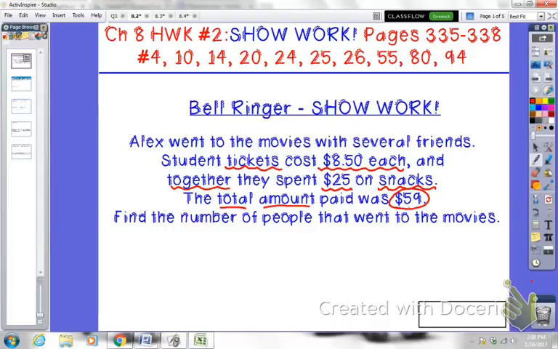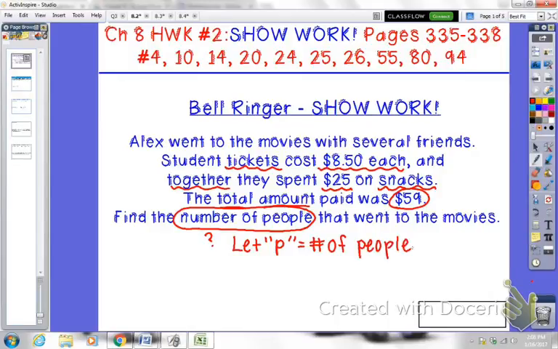So I don't know how many people. So that is my unknown. So I'm going to have my variable P represent the number of people. I don't know how many students went, but I know that each ticket cost $8.50. So my equation is going to be $8.50 a person. And they also bought snacks. So that was an extra $25, and that's going to equal my total of $59.